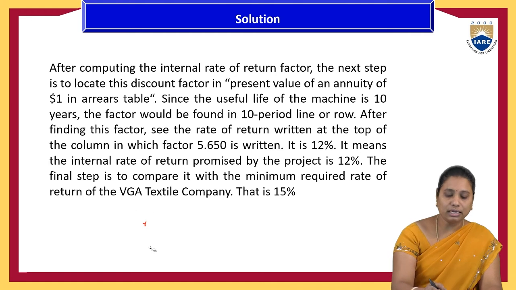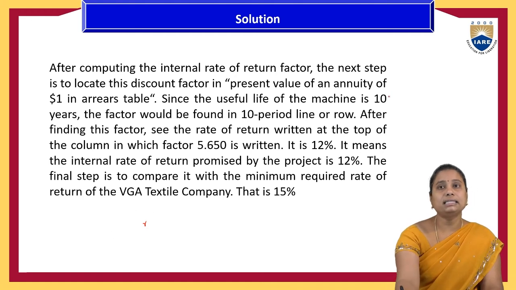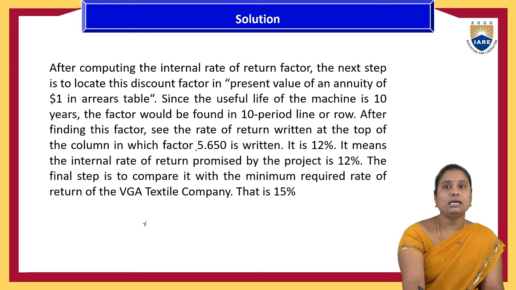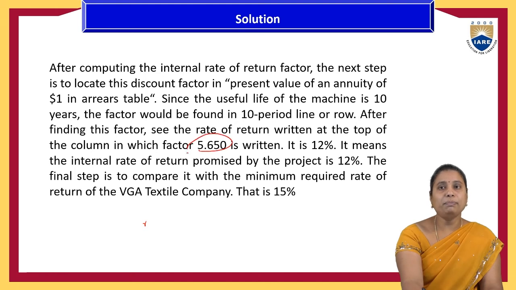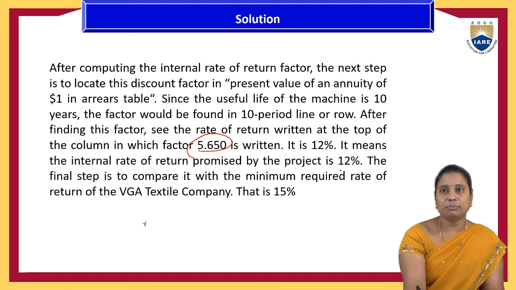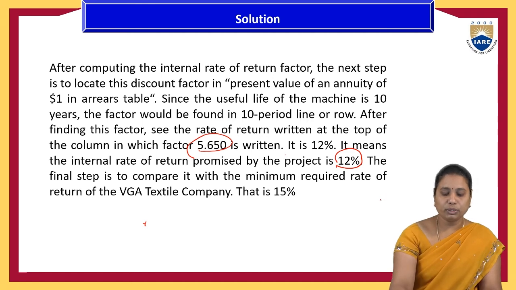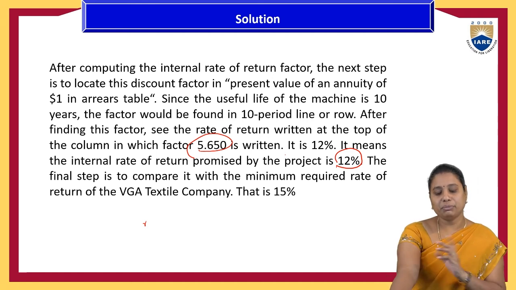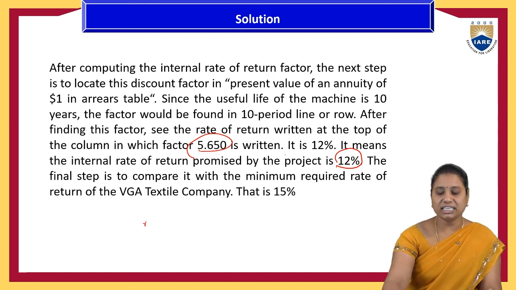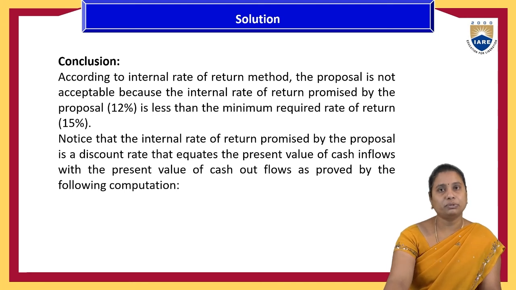In the arrears values, if we take the 10th year and find 5.650, it is at 12%, which means the internal rate of return of the project is 12%, and the textile company is expecting 15%. So minimum 15% they have to get, and that's why the final step is to compare with the minimum required rate of the VGA textile company, that is 15%.